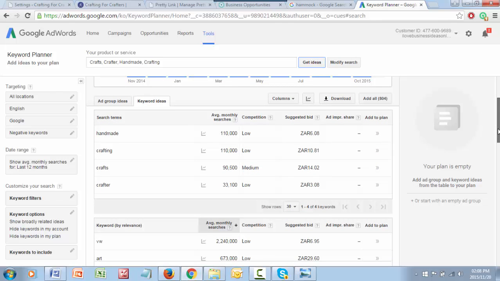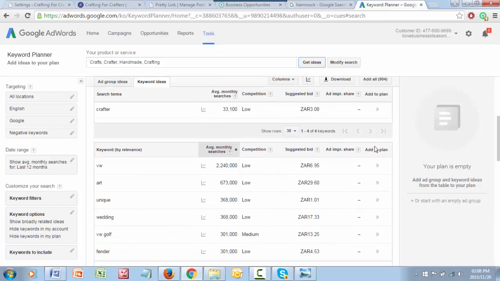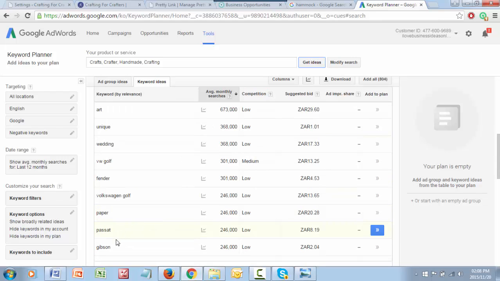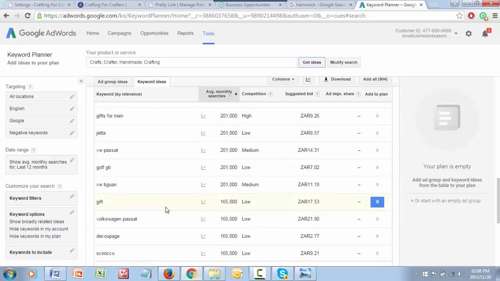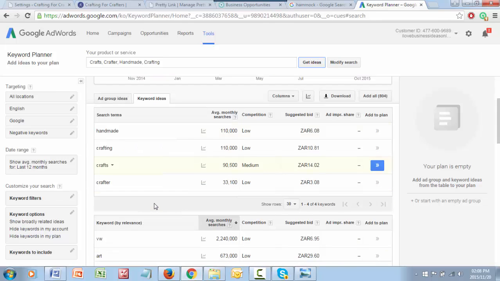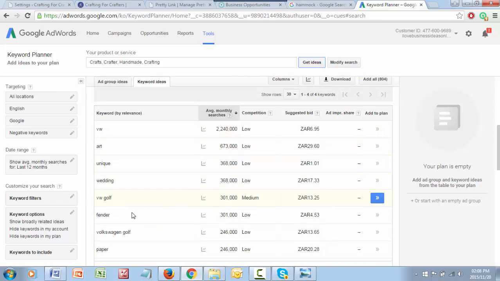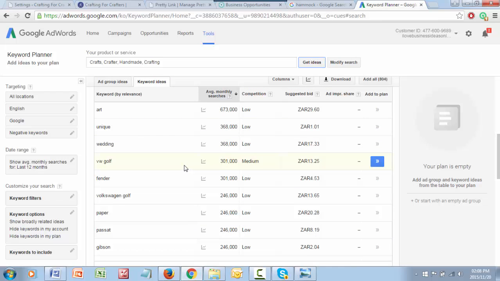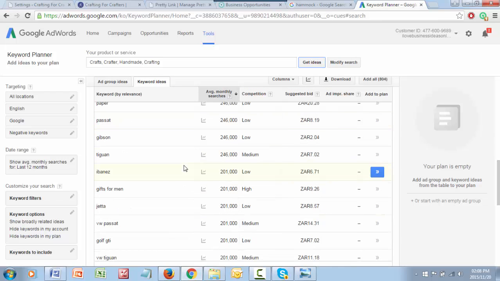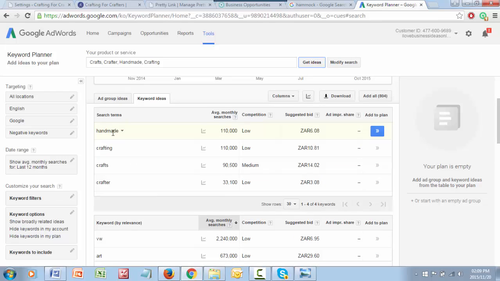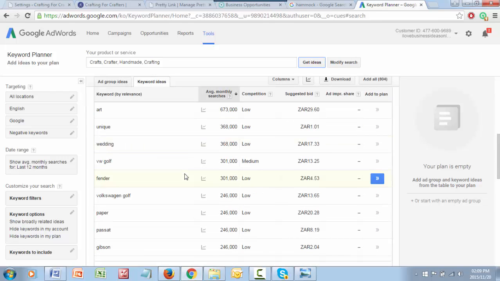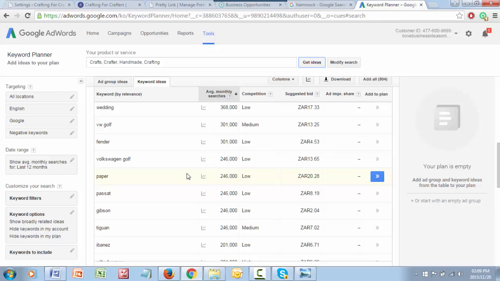Handmade comes up right up there on the top. See, now I have no idea why wedding. I suppose wedding craft and a golf and a Fender, Passat, Gibson. You see? So what you're getting is you've used your seed keywords here, but Google's giving you other words that might or might not relate to what your product is. Look at this, how beautiful this is. Gifts for men at 200,000. If you were doing handmade, it tells you that already it's the best big niche to chase.